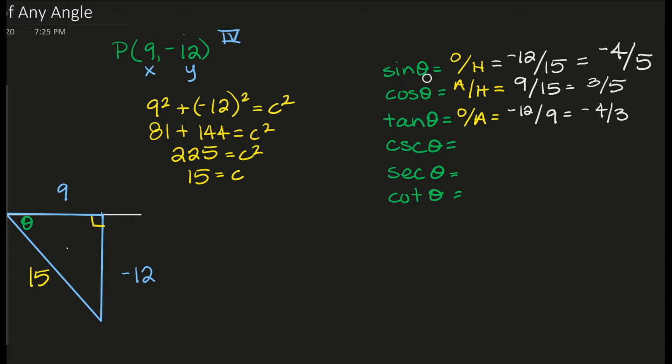So if sine is the opposite over the hypotenuse, cosecant is going to be the reciprocal of that, or that ratio flipped. So it would be the hypotenuse over the opposite. So that's just going to be 15 over negative 12, which would give us negative 5 over 4.